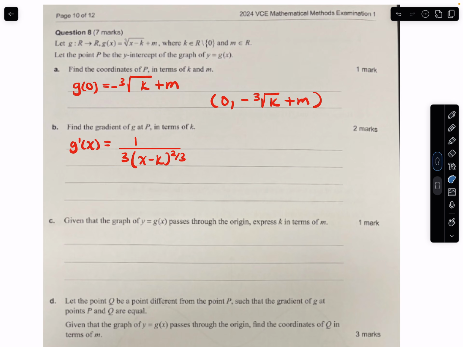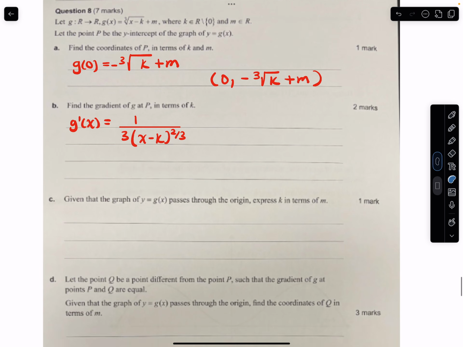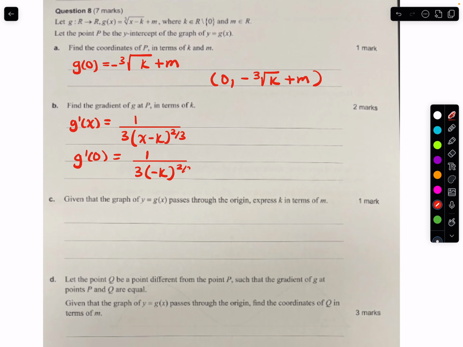Okay, so we've got the gradient and we want to determine it at P. Remember, the coordinate of P is x equals 0, it's the y coordinate. So g dash of 0 gives you 1 over 3 times negative k to the power of 2 on 3.